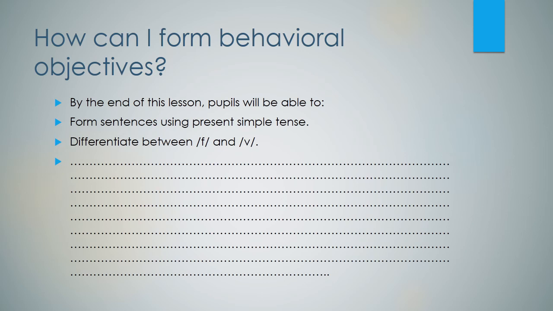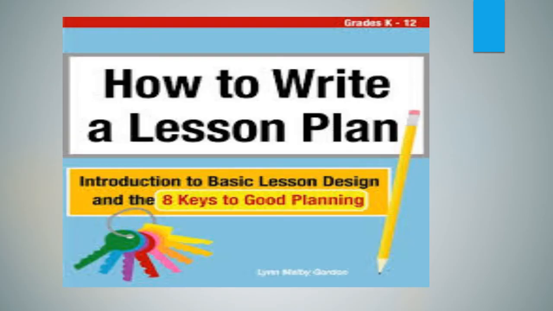Also, differentiate between fa and va. Here, differentiate is a verb. It's attainable, it's simple, it's measurable. Also, it's timed, because of by the end of this lesson. Try to create more objectives in order to check you understand now what SMART refers to.